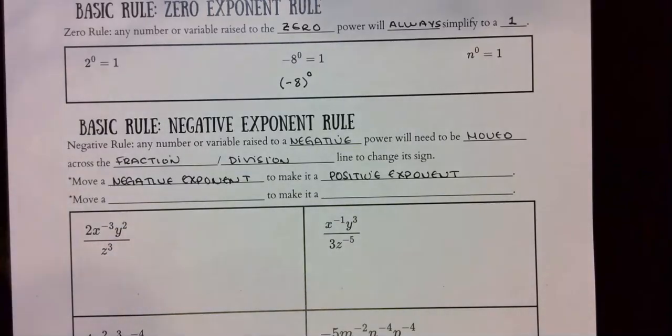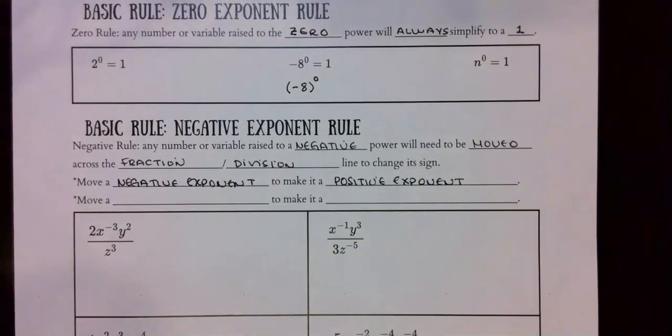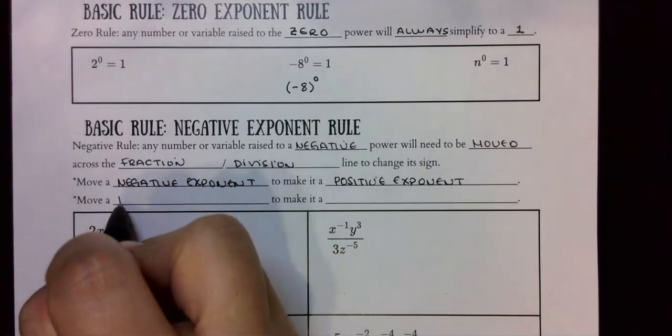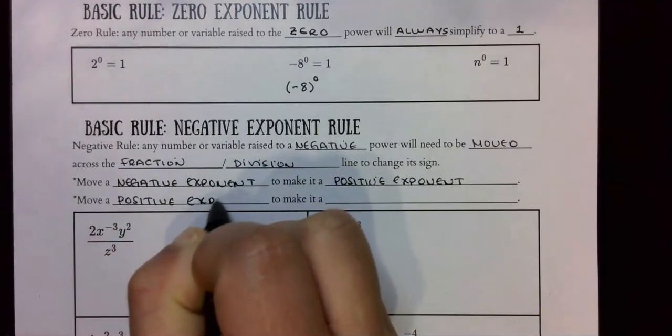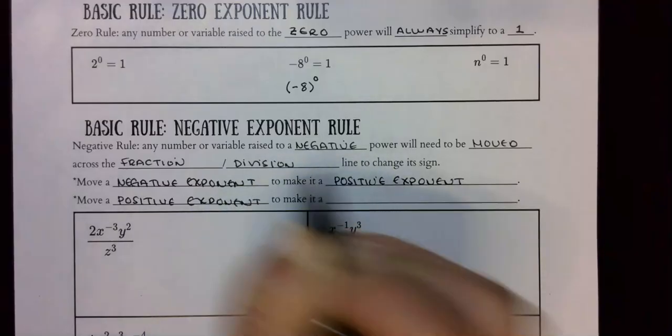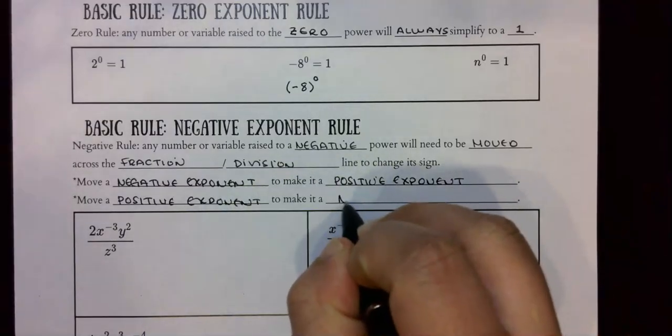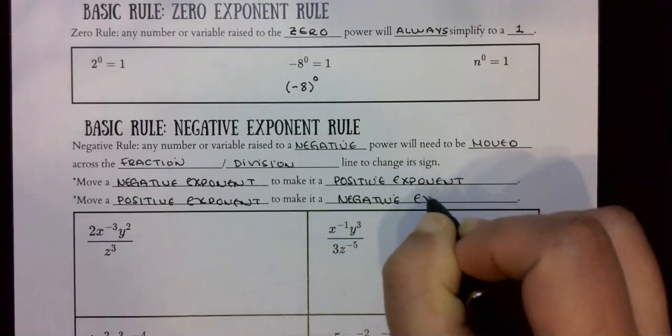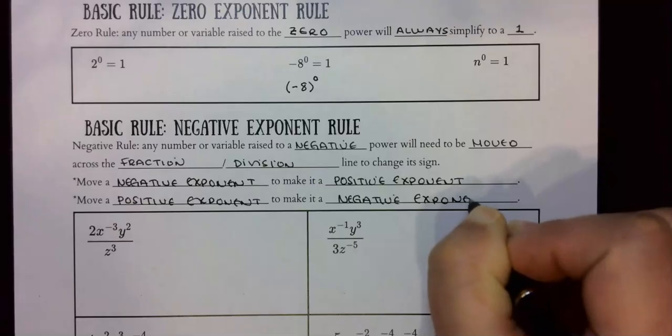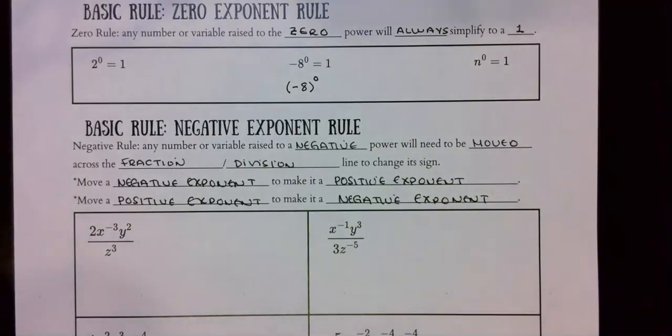And then down here, we're going to do the opposite. You can move a positive exponent to make it a negative exponent. But the main thing I want to point out is that moving it across the division or fraction line will cause it to change its sign.